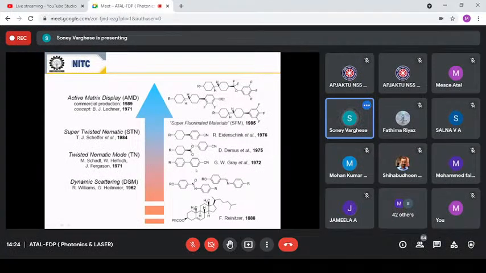So what you are seeing on the right side are different chemical molecules, which are known as liquid crystal materials, right? So you can see this is 1888. That was the starting point where Friedrich Reinitzer of the University of Austria developed this cholesterol benzoate. So this material is cholesterol benzoate. This is the first liquid crystal molecule actually reported, in 1888.